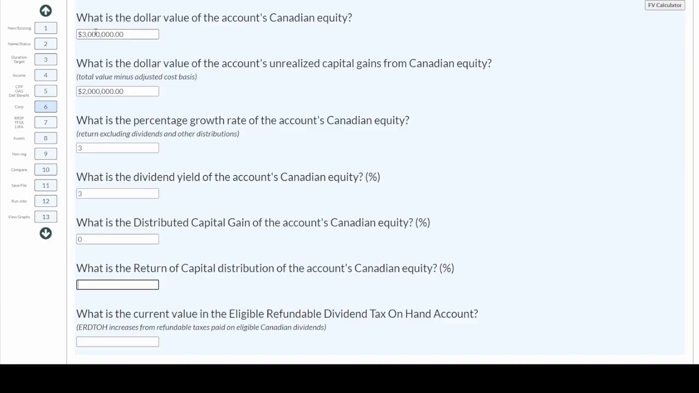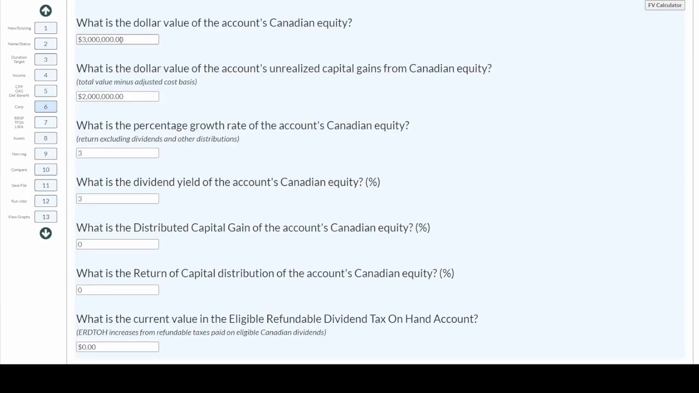Then enter the return of capital distribution, which is the payment made to investors that returns part of their original investment rather than distributing profits or income earned by the investment. For the eligible refundable dividend tax on hand account, enter the current value of the notional account, and enter a 0 if this is unknown.